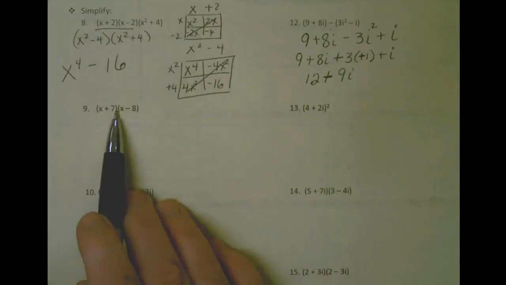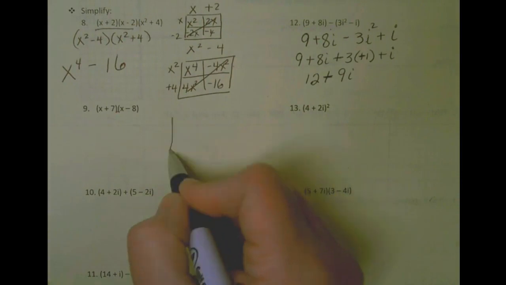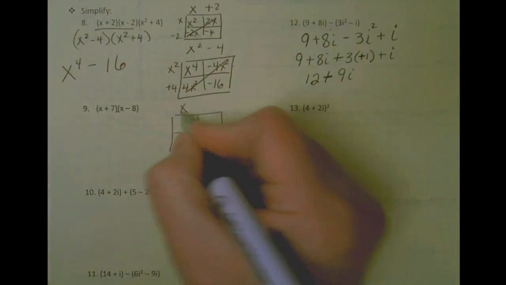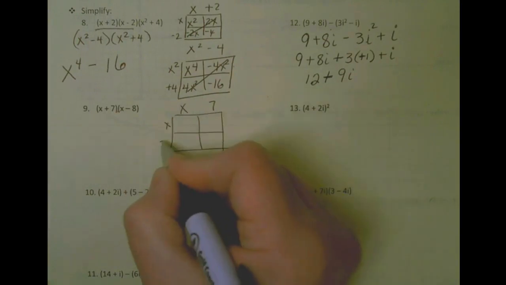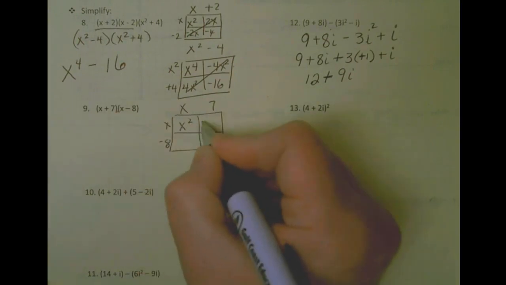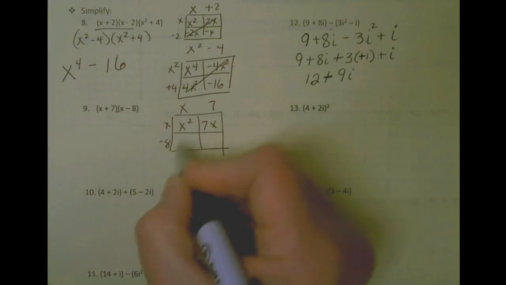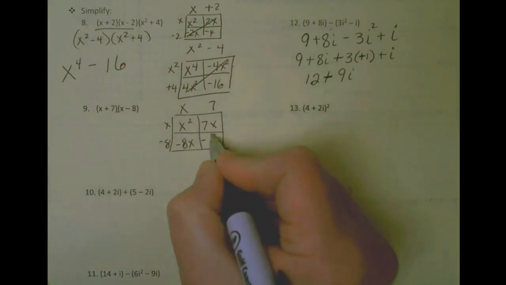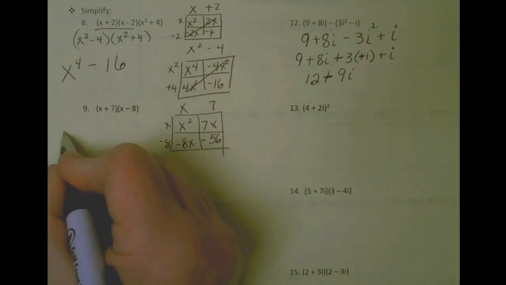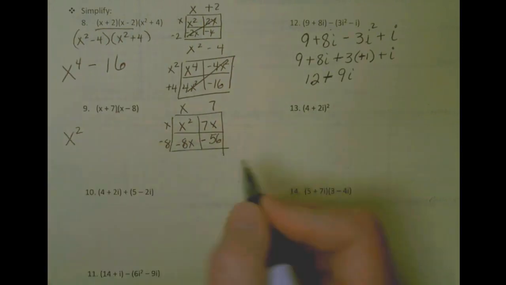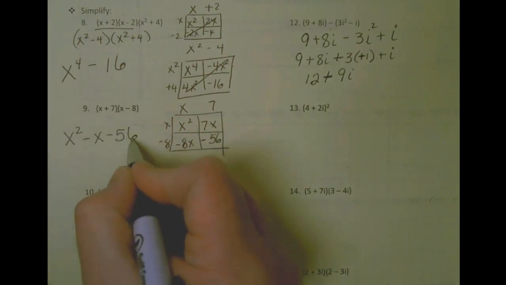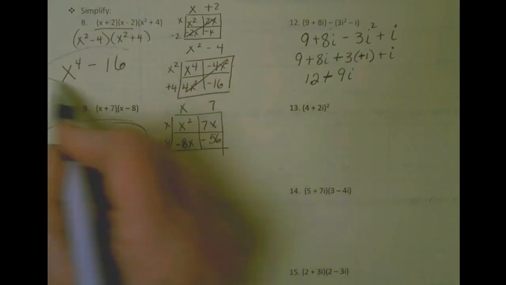This is a multiplication problem. You can do this with FOIL or a box problem. X squared, 7x minus 8x, minus 56. Combine like terms. X squared minus x minus 56.